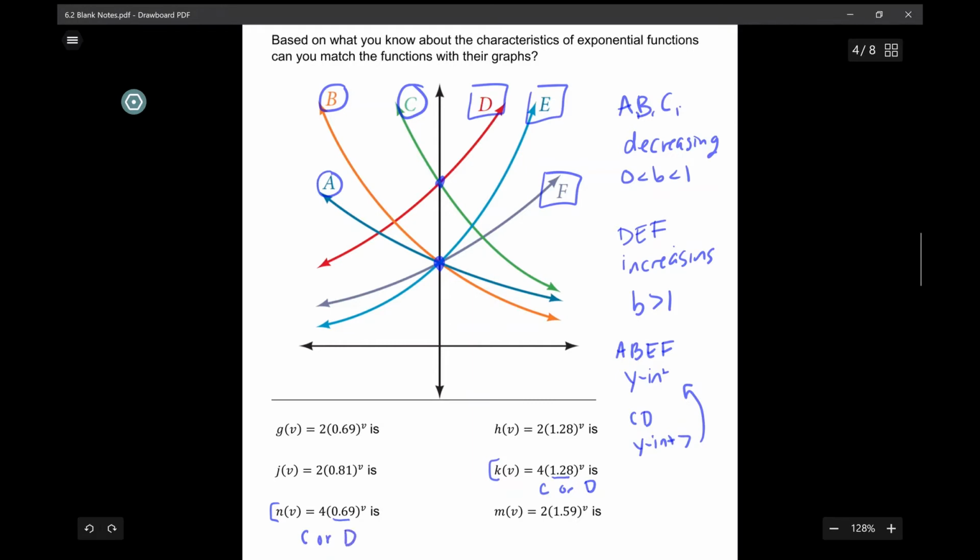And now I know that C is decreasing and D is increasing, so this one has to be C. It can't be D, right? Because it's decreasing, a less than 1 value for B. This one is increasing, so it can't be C. It has to be D. So those guys are done.